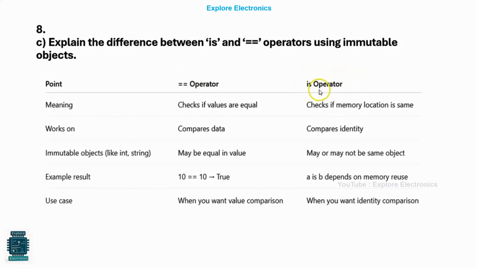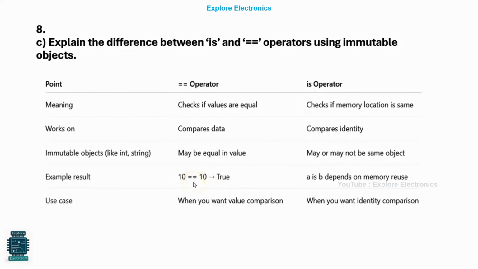When will I use the is operator? To check if the memory location is the same. I am checking the memory location. Then I have to use the is operator. Here the double equal to operator compares the data, which means the values. The is operator compares the identity, and it may be equal in value, for example 10 is equal to 10. It is equal in value. If I am using the is operator, it may or may not be the same object.